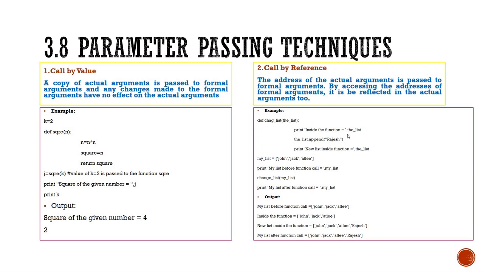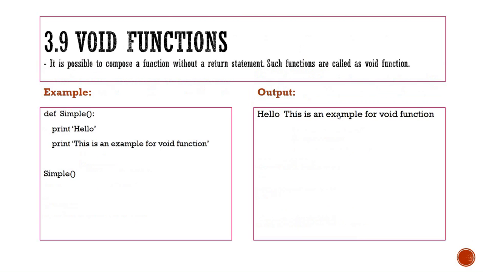And after that, a new name, Rajesh, is being appended to the list inside the function. So John, Jack, Atlee and Rajesh is being printed. Afterwards, when we come out of the function execution, print my list after function call: my list. The statement will be printed. So whatever change we have made with this function execution is reflected in the actual value also. So this is an example for call by reference.